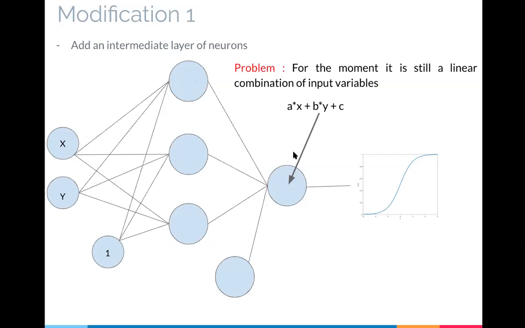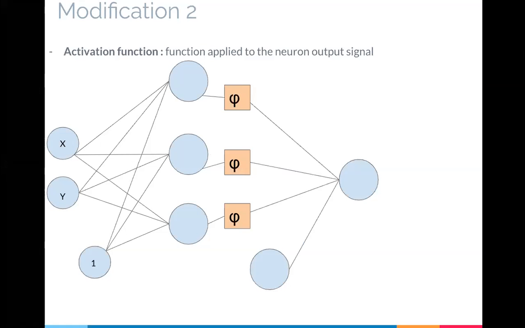So at the end of the day, I still have A times X plus B times Y plus C, so it's absolutely not interesting. And so that's why we're going to add a second component in order to obtain a true neural network, which is the activation function. And so what is the activation function? It is a function that we apply to the neuron output signal.